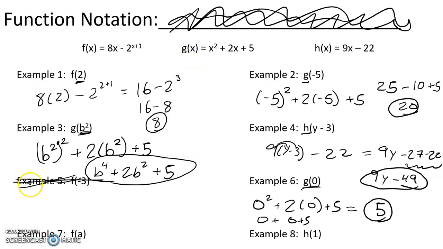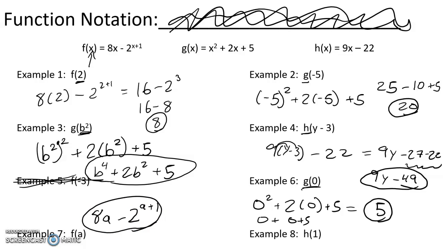And then f of a, now instead of dealing with this equation right here, we're going to be dealing with this equation right here, f. And instead of an x, just plug in a for everything. So it's going to be 8a minus 2 to the, instead of x plus 1, it's going to be a plus 1. And that's all you got to do for that. You don't have to do anything else. Don't have to simplify down. There's nothing we can do to simplify down.